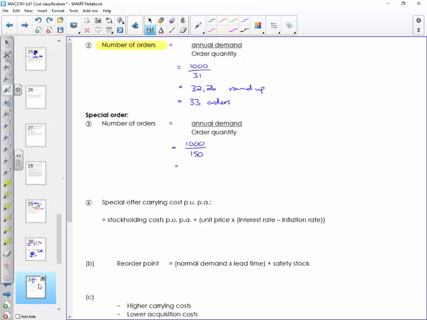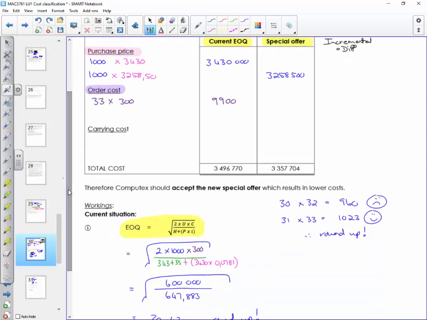1,000 divided by 150, same logic. We would have to round up. So again, rounding off is also rounding up. So 7 orders will be placed, and it'll cost us the same 300 Rand per order because it's delivery costs. So yes, it's going to be more. So 7 times 300 gives you 2,100 that it's going to cost me every time I order, in order costs at least. I'll need to order less times a year, sorry, so it'll be less expensive.